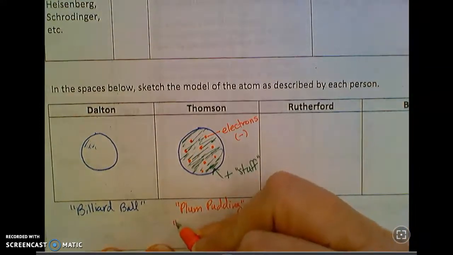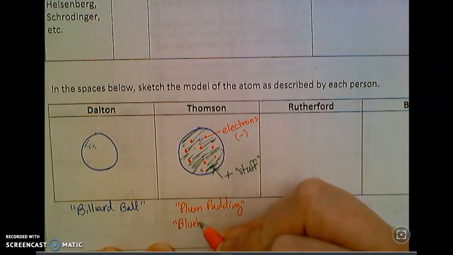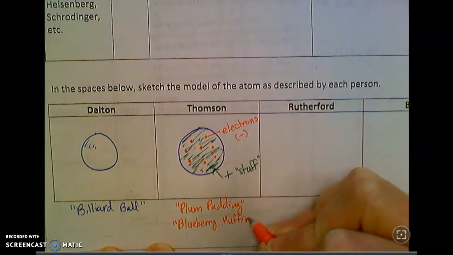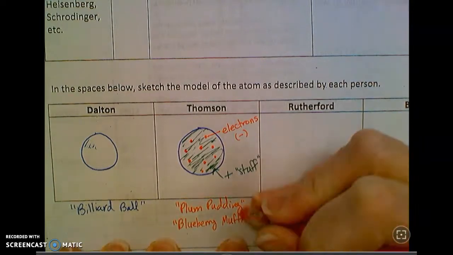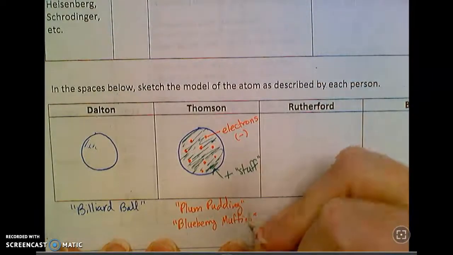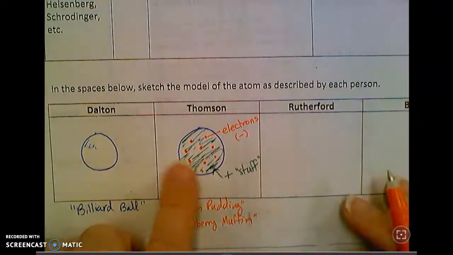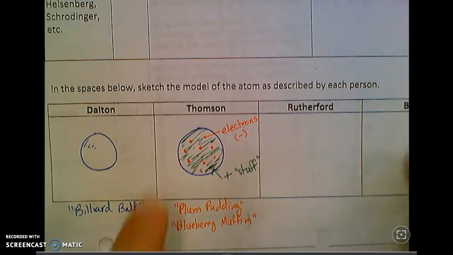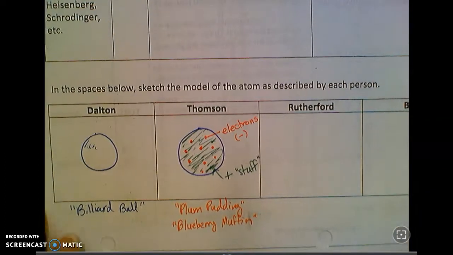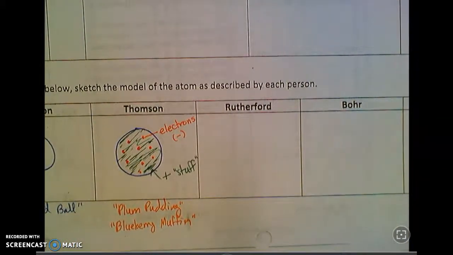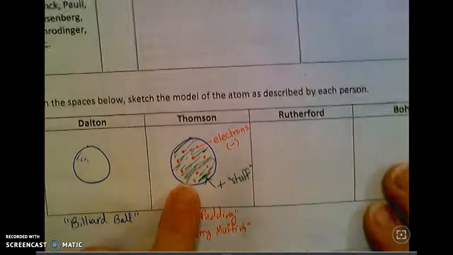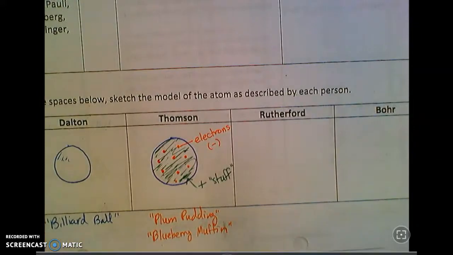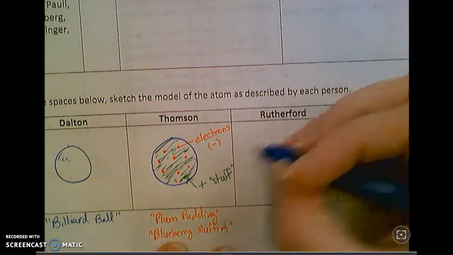We might think of it more like a blueberry muffin. You hear that a lot because we're more familiar with blueberry muffins than plum pudding. So if we think about the blueberry muffin, then the electrons are like the blueberries, and the positive stuff here is just like the cake, the muffin part that those blueberries are embedded in. And so that was Thompson's idea. Notice, again, we didn't get rid of what Dalton said. We still have atoms, but we're just adding to the model as we learn more about it. That's the way science works.